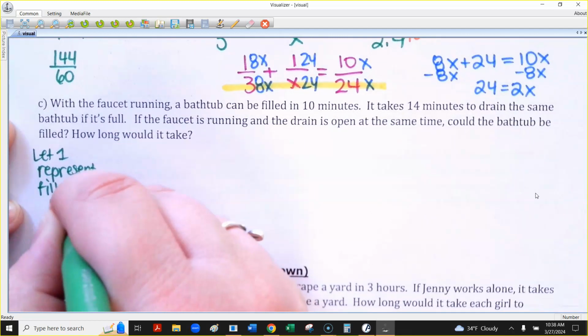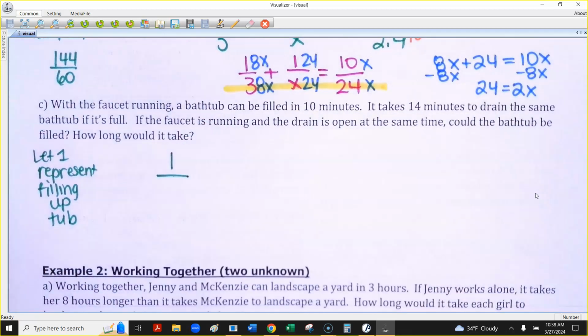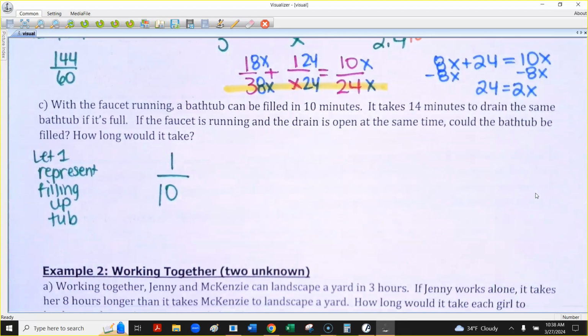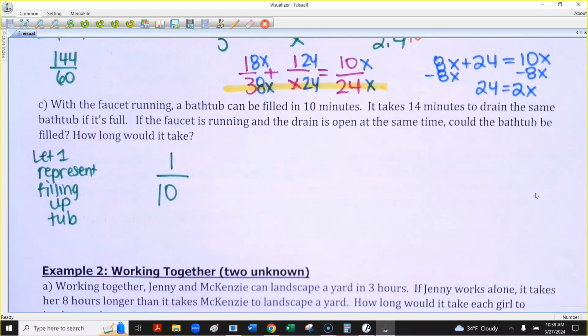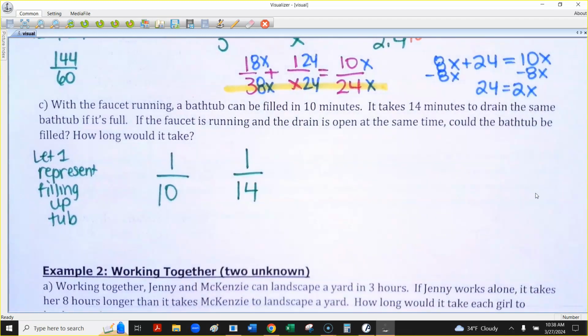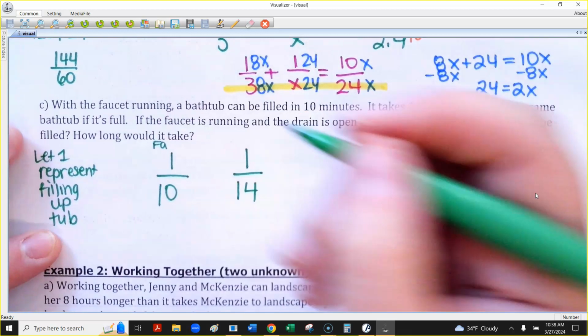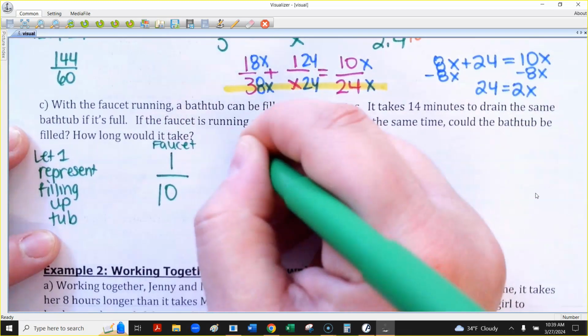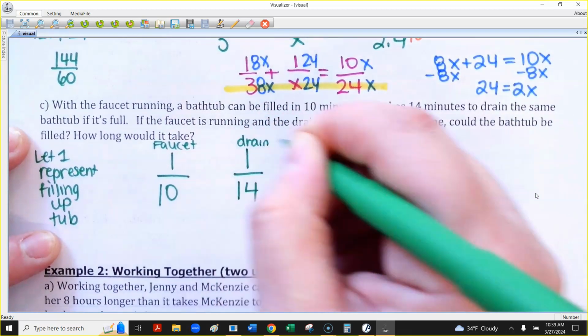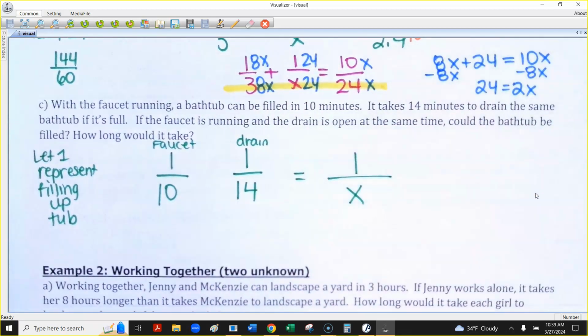You don't have to write that all out. But the faucet being on, to fill up 1 tub, it says it takes 10 minutes. Now, the drain, to drain that 1 tub, would take 14 minutes. So the first one is for the faucet, and this is for the drain. And we want to see if we can fill the tub up, if this is possible.